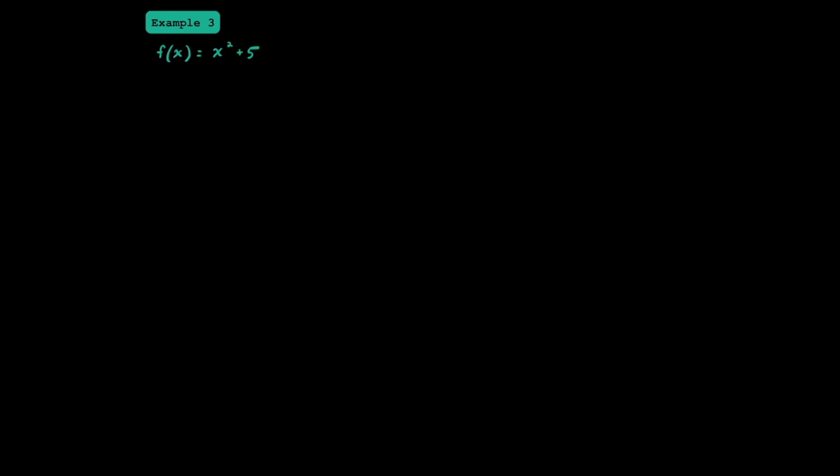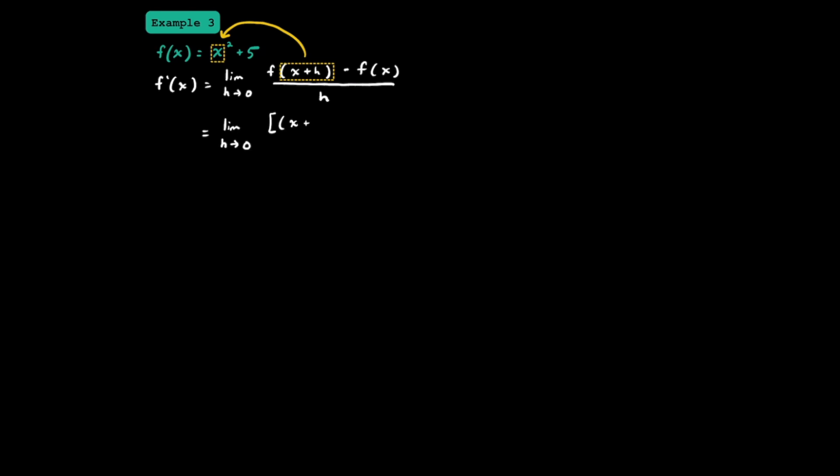In example 3, we're going to find the derivative of f of x is equal to x squared plus 5. Let's start by writing our definition here. Now that we have our definition, let's find f of x plus h. Let's do that by substituting x plus h in for x. Substituting in, we're going to get the quantity of x plus h squared plus 5. And substituting x for x here, we're just going to be subtracting x squared plus 5. And this is going to be all over h.